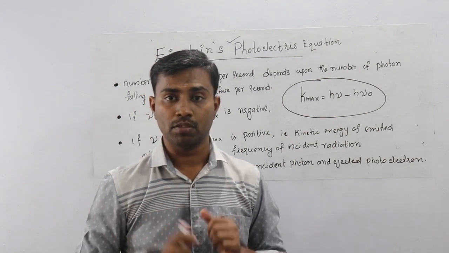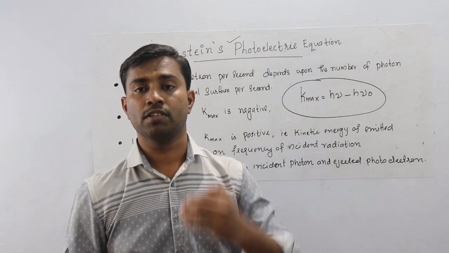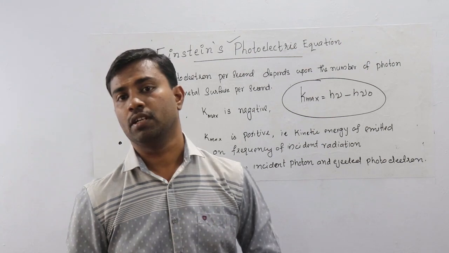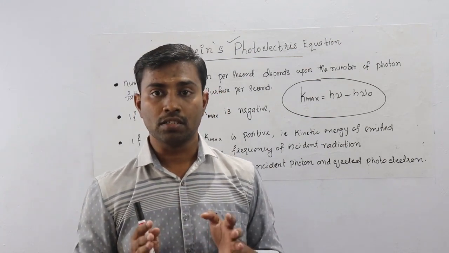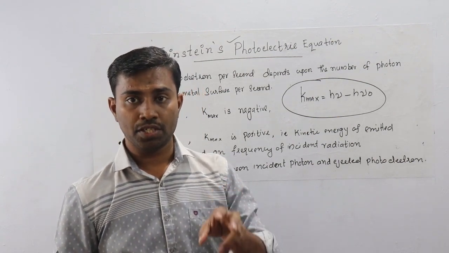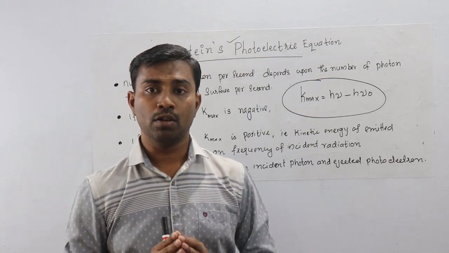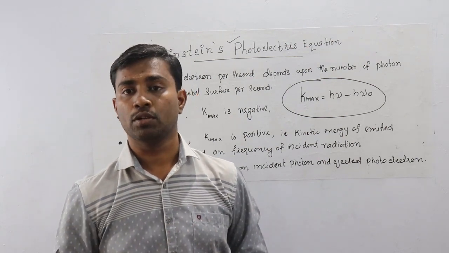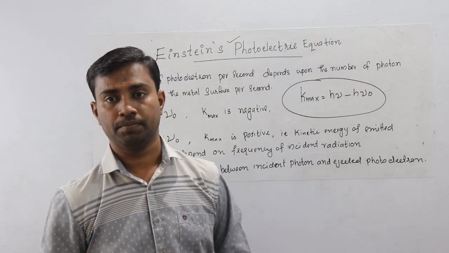It is impossible. That means in order to emit an electron from the surface of a metal, a minimum frequency is required. That is called the threshold frequency. If the incident radiation frequency is less than the threshold frequency, there is no emission of photoelectrons from the metal surface. That is the second point.